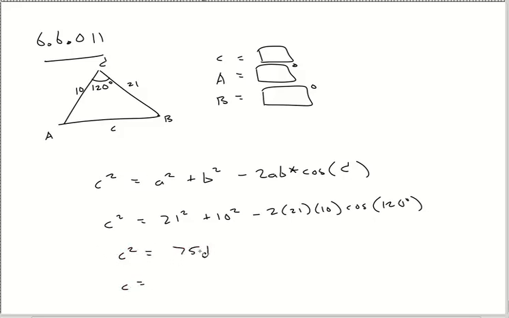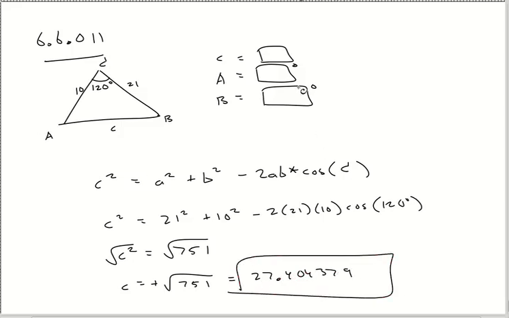How do you get rid of that square? You square root both sides. Yes, there's a plus and minus, but we know we're only working with physical dimensions here, so we're only going to have the positive. I'm ignoring the negative. I got 27.404379. Again, as many decimal places as possible. There's your answer for C.